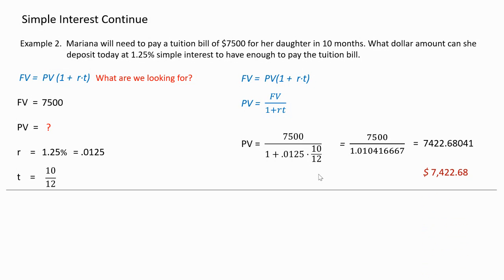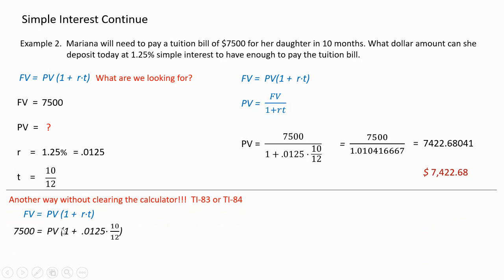Okay, now, here's another way without clearing the calculator. I always show my students both ways, and they can decide which way to use. Now this way, we don't need the present value formula. We're going to find the present value right here with this formula. So this is how we do it. There's my future value, which was 7,500. There's my interest rate, which was 0.0125, and my time was 10 over 12.